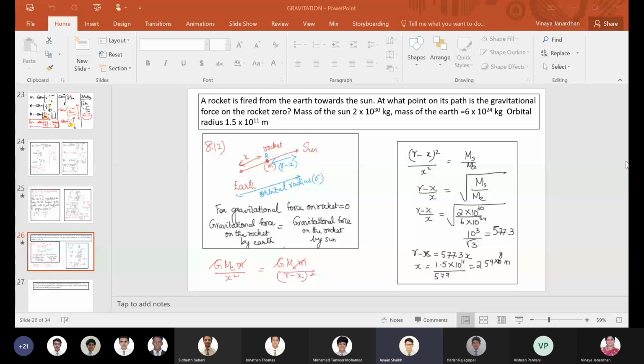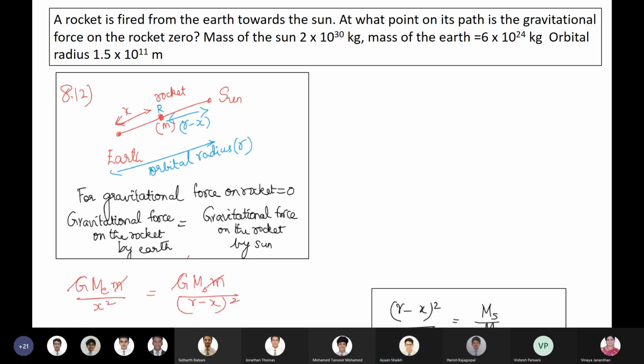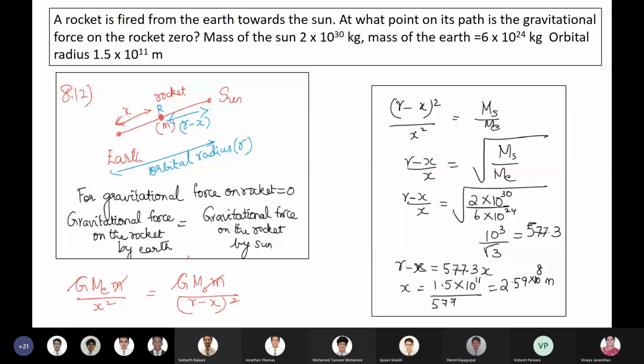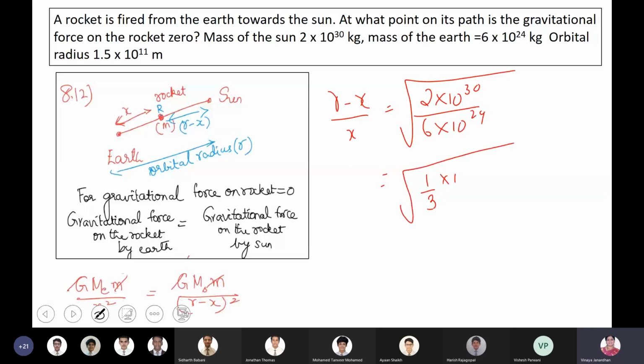Ma'am, how is r minus x equal to 577.3x? Let me do it. So r minus x by x is root of 2 into 10 to the power of 30 divided by 6 into 10 to the power of 24. So this becomes root of 1 by 3 into 10 to the power of 6, correct? So 10 to the power of 3 square root of 1 by 3.